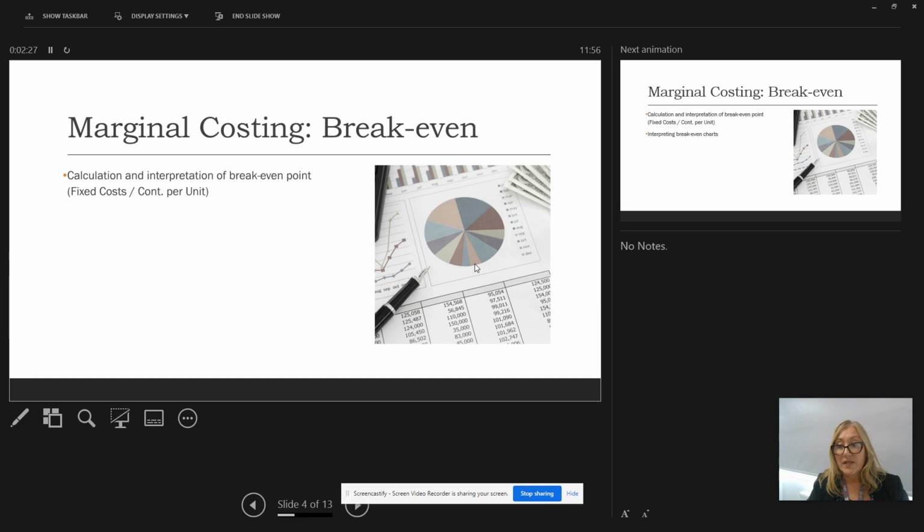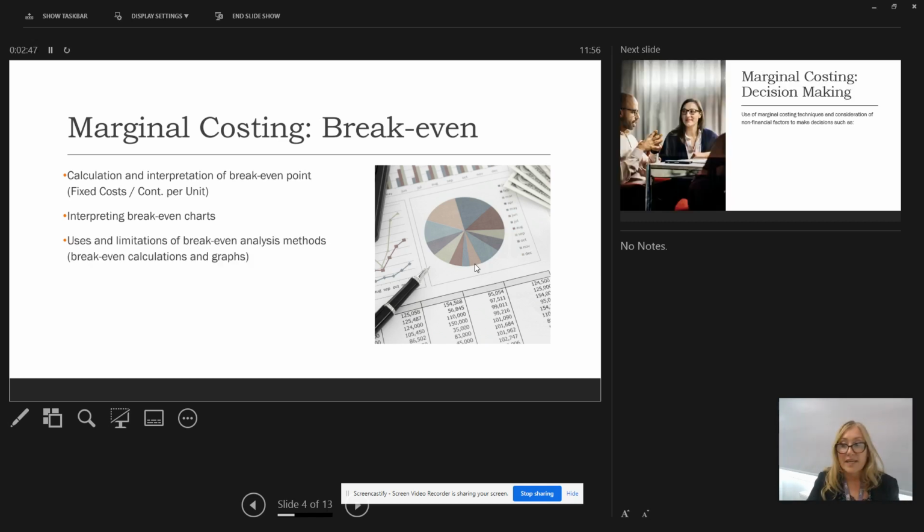So fixed cost divided by the contribution per unit, and obviously being aware that any change in the pricing structure of the product, which will change contribution, will have an impact on the break even point. As will any increase or decrease in the fixed costs of the business. Interpreting break-even charts. So what do they show? Identifying lines or areas on a break-even chart could be in the exam.